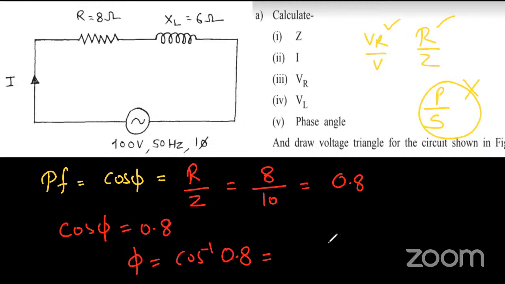So what is the value of phi? Find the angle cos inverse 0.8. How did we know? I found the power factor first by using R by Z. 8 by 10 is 0.8. Cos phi is 0.8. We have to find the phase angle. Phase angle is phi. So phi is equal to cos, shift it to this side, it becomes cos inverse 0.8. So what is the value of cos inverse 0.8? Use a calci. Find out the answer. Anyone with the answer?